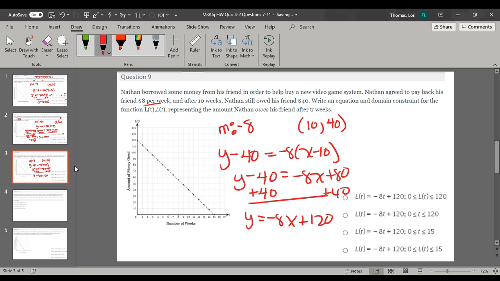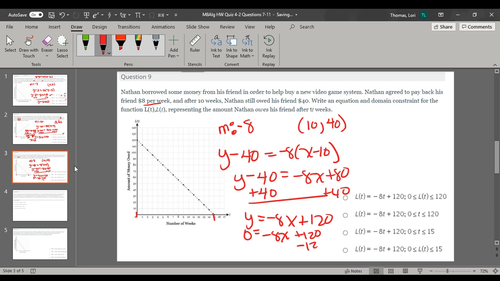Now, we want to restrict the domain because there's a certain amount of weeks after which he will not owe his friend anything. So at 0 weeks, he owes the total amount. And then it looks like on the graph, it's going to be 15. So we could do this algebraically to see when the total amount he owes is 0 and solve for x, the total number of weeks it takes to pay him back.